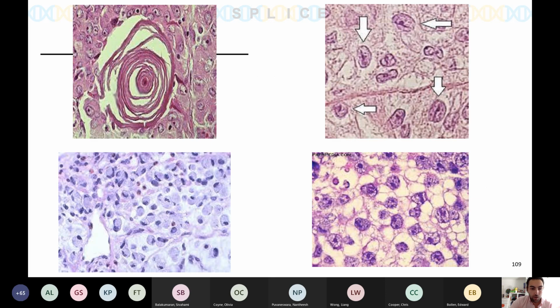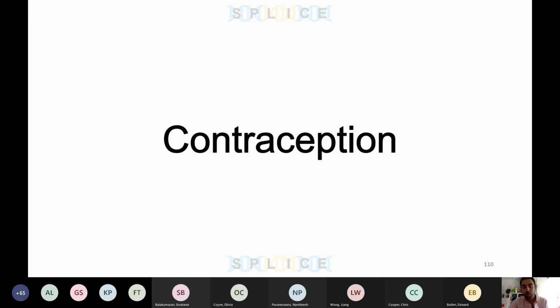Sorry. So yeah, bottom left is the fried egg, and bottom right is the signet ring cells. I wouldn't worry about it too much. You've seen it. Even I couldn't remember what they were. But yeah, just something to be aware of. I think the histology stuff's quite interesting, actually, after I've gone through it a bit more.